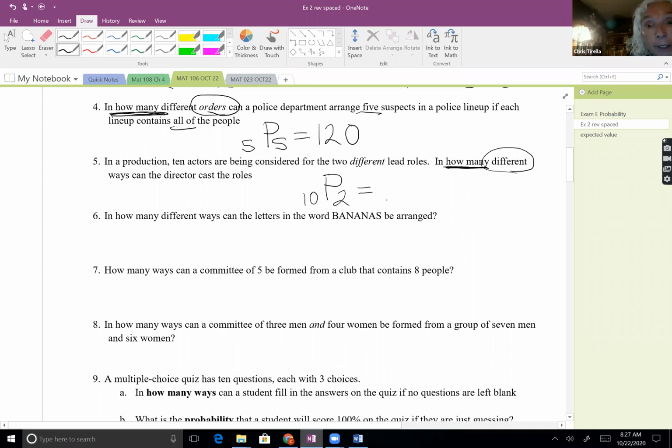And 10P2, again, if you're somebody who doesn't have that permutation function on your calculator, the 2 tells me I have 2 slots. The 10 tells me the first one is 10. The next one would then be 9. That gives me 90.